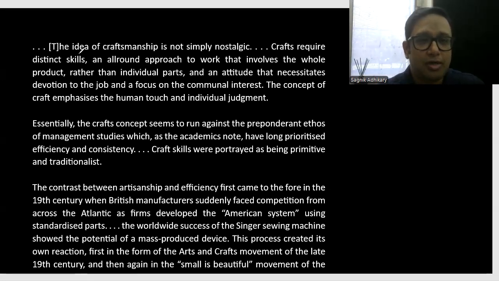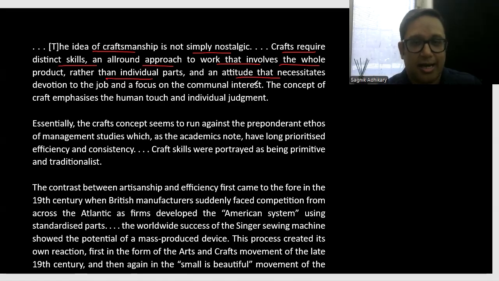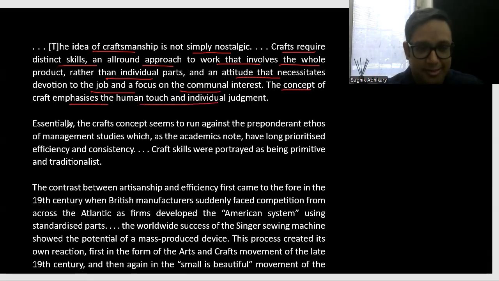We see here that this clearly talks about creativity. The first paragraph begins by saying, the idea of craftsmanship is not simply nostalgic. Crafts require distinctive skills, an all-round approach to work that involves the whole product rather than individual parts, an attitude that necessitates devotion to the job, focus on the communal interest. The concept of craft emphasizes the human touch and individual judgment.